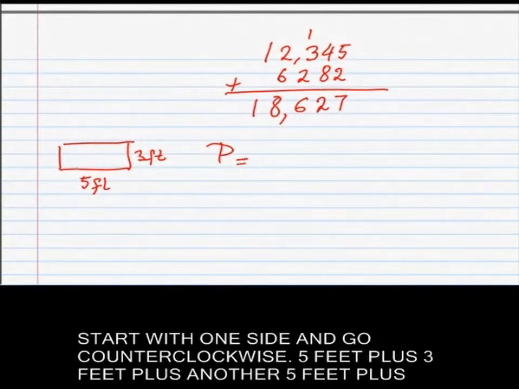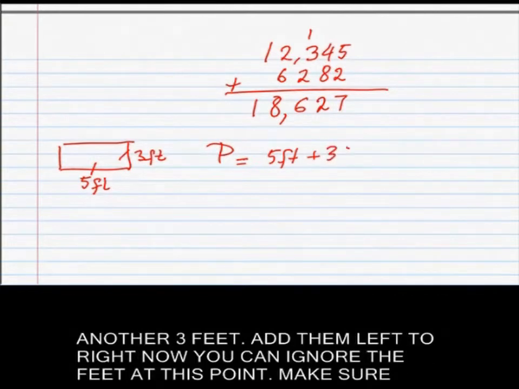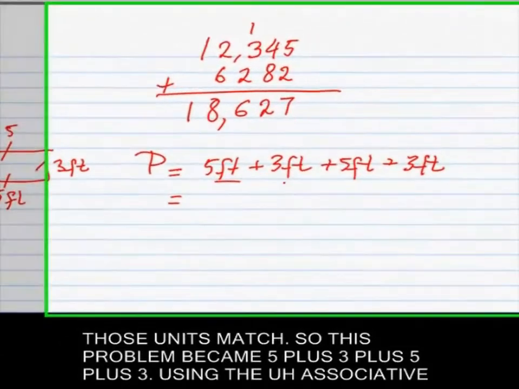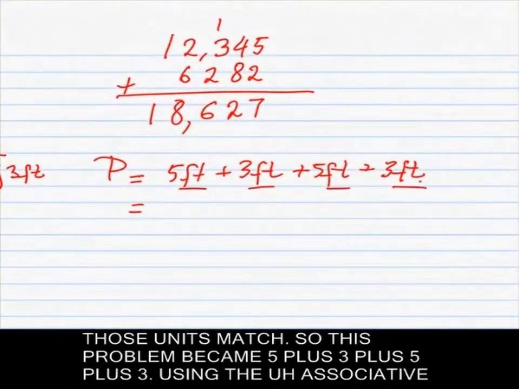5 feet plus 3 feet plus another 5 feet plus another 3 feet. Add them left to right. Now you can ignore the feet at this point. Make sure those units match. So this problem became 5 plus 3 plus 5 plus 3.